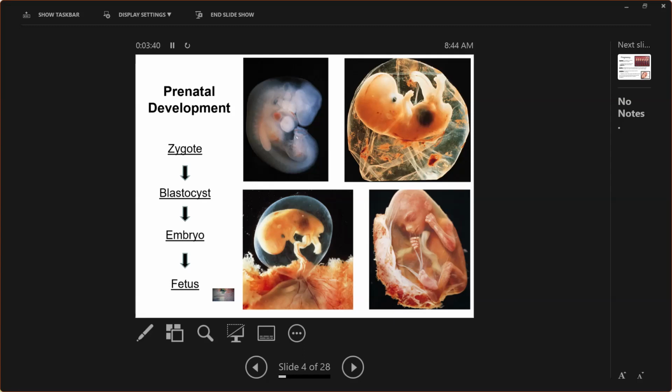So a zygote and a blastocyst are very quick stages. The zygote is what we call that new fertilized cell. A blastocyst is what implants into the uterine wall, and then it becomes this little embryo. And an embryo, or the embryonic period, lasts for about 3 months or 1 trimester. And then it's going to become a fetus, which is basically from 3 months to birth. And fetus is Latin for offspring or young one.